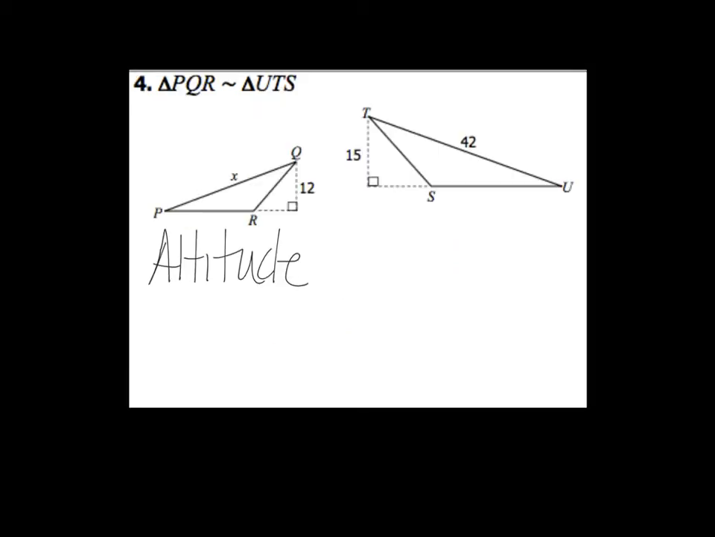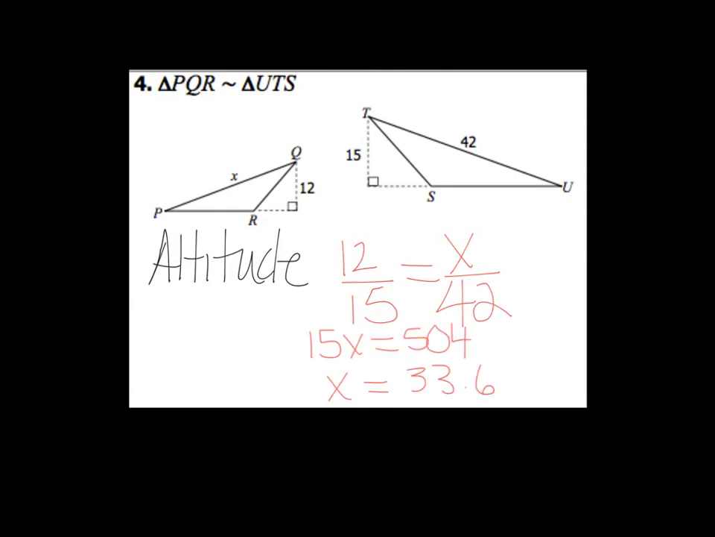What do we see here? We see an altitude. It comes from a point to the opposite side, perpendicular, call it height. So when we write this, it's going to be altitude over altitude is equal to side over side. Let's figure out what x is. 15x is equal to 504, therefore x is equal to 33.6.